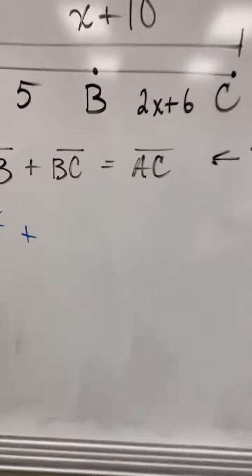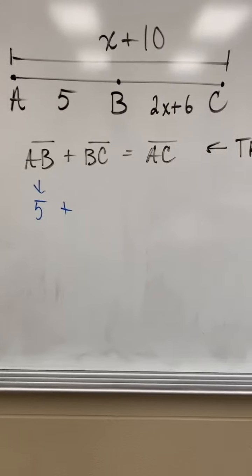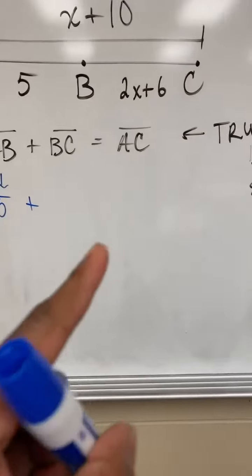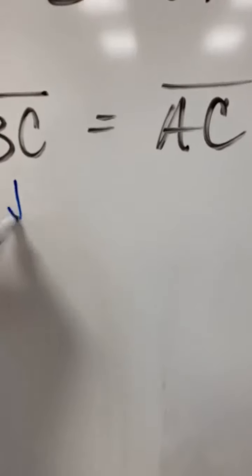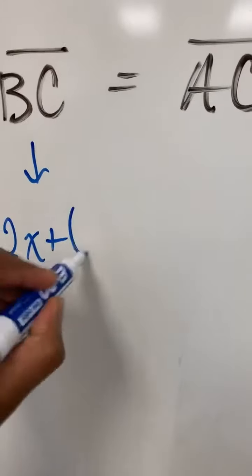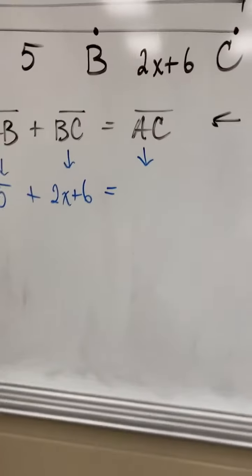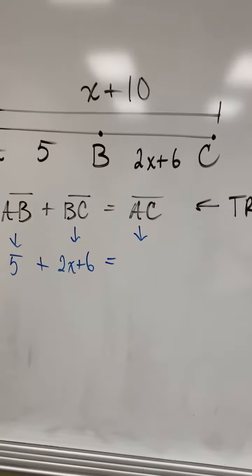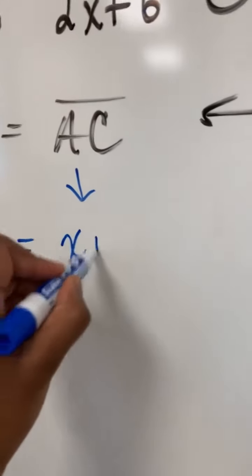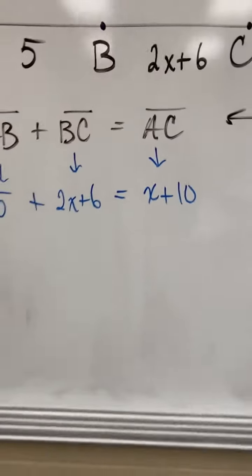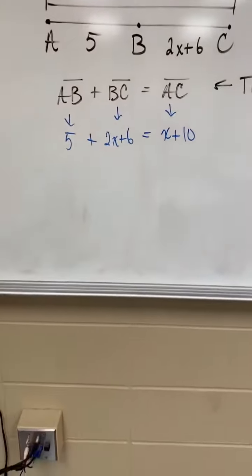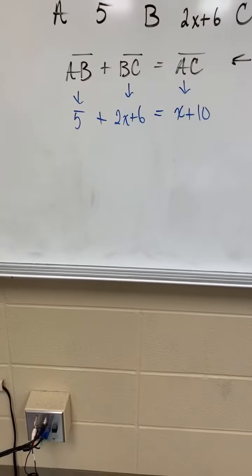All right, so segment AB, that's equal to 5. I put that in, that's directly from the diagram. BC, that's 2x plus 6. So right here, I put a 2x plus 6. And I say equal to, and then AC happens to be x plus 10. So all I did was set everything in the exact place they are supposed to go. And this sets up my equation.